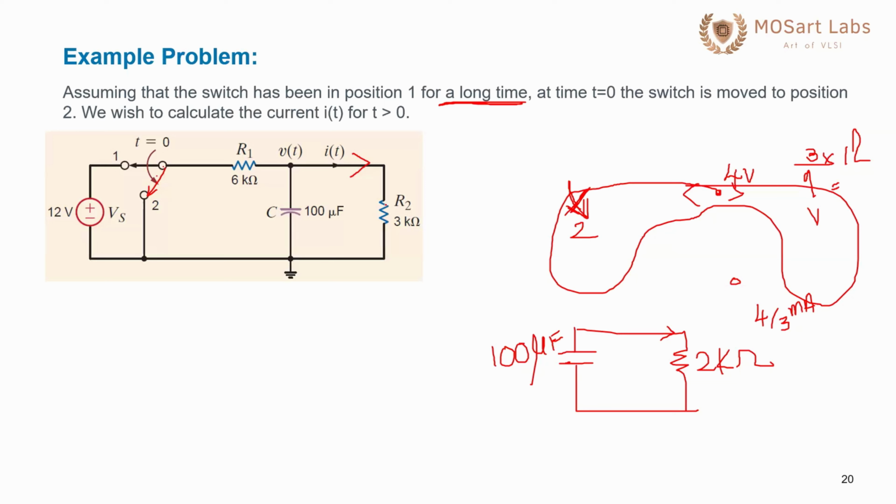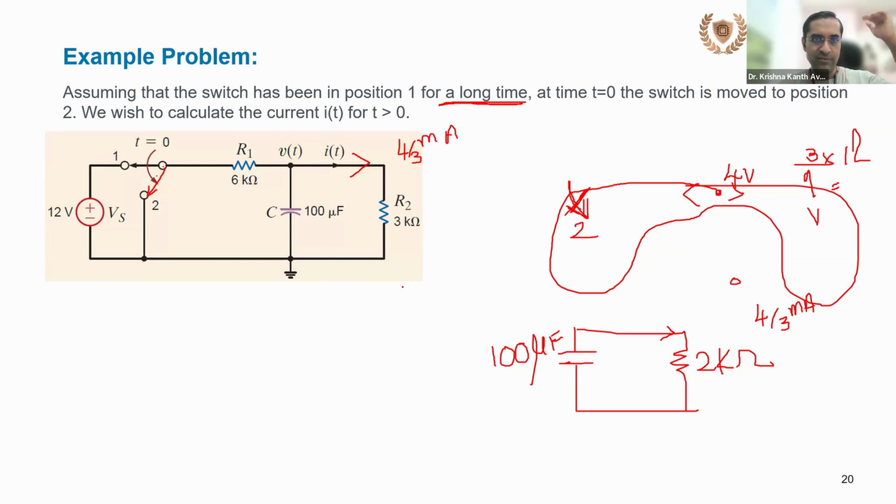So what is the current in 3 kilo ohms? When capacitor voltage becomes 0 at infinity, what is the current at t equal to infinity in 3 kilo ohms? 0, correct? Voltage across 3 kilo ohm is 0. That's the capacitor voltage. So the current started from 4 by 3 milliampere initially and will go to 0, right?